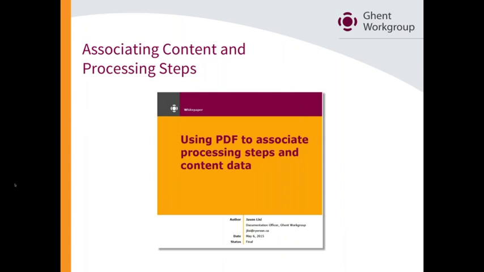Associating content and processing steps. So as I said before, we were looking at how we use metadata to communicate processing steps that go beyond just the content in the PDF file. So the Ghent Workgroup created something called Using PDF to Associate Processing Steps and Content Data. It was published in 2015. It's available on our website.